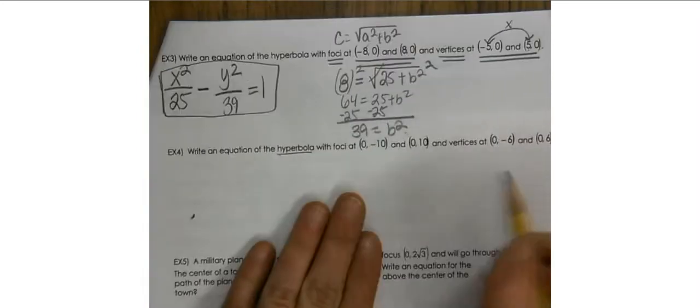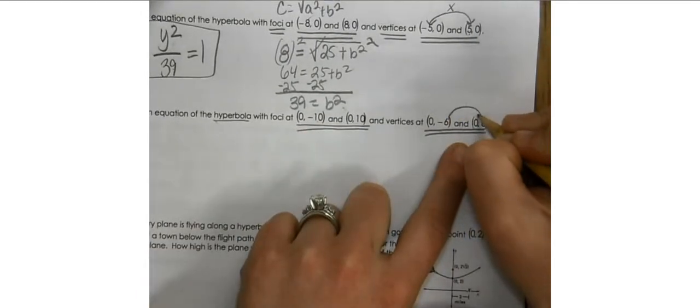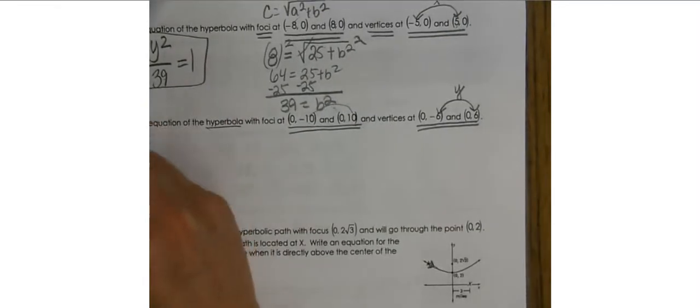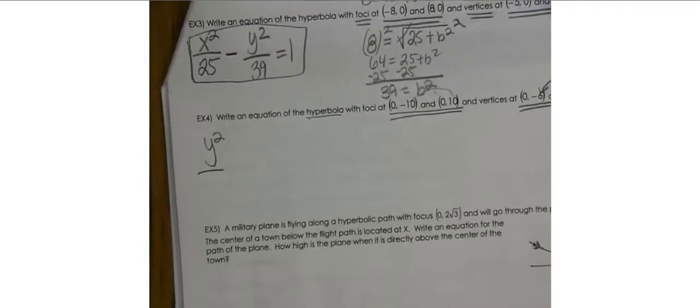So now we have example number 4, and we want to write an equation of a hyperbola with foci at (0, -10) and (0, 10), and vertices located at (0, -6) and (0, 6). Notice that for your foci and your vertices, the actual numbers are located in the y position. So that tells us that y squared goes first.